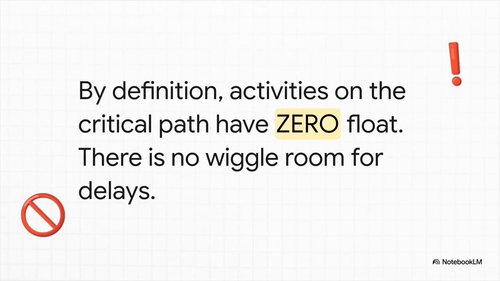And this brings us to the most important rule of all. By definition, every single task on the critical path has 0 float. Zilch. Nada. Their earliest start time is the exact same as their latest start time. There is no wiggle room. And that means if a critical task is delayed by even 1 day, the entire project finish date gets pushed back by 1 day. Period.